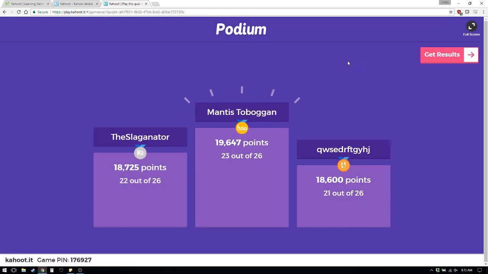All right, so Mantis Toboggan, using the dentist system, I imagine, has won. Who's Mantis Toboggan? Fantastic, good job. Slaginator, nice, nice. And then Quasedrifgi, nice, all right. I'm sure that has very significant meaning to you. I won't ask you to share. Okay, so that is the final results.